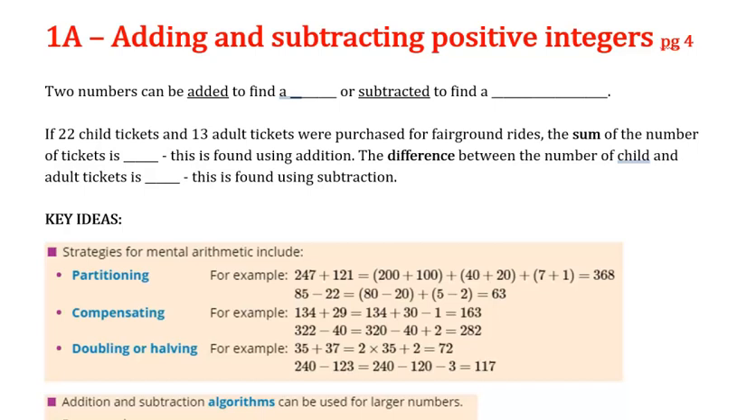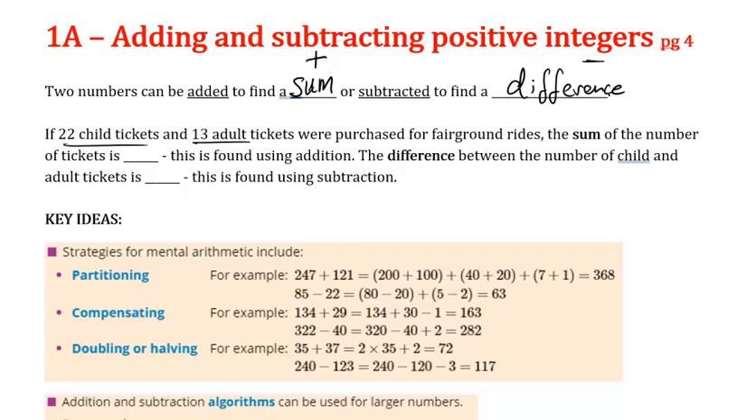Numbers can be added to find a sum. So if you're looking for a sum, those numbers have been added together, or subtracted to find a difference. These are important mathematical words. You get a difference when you subtract two numbers, and you get a sum when you add them.